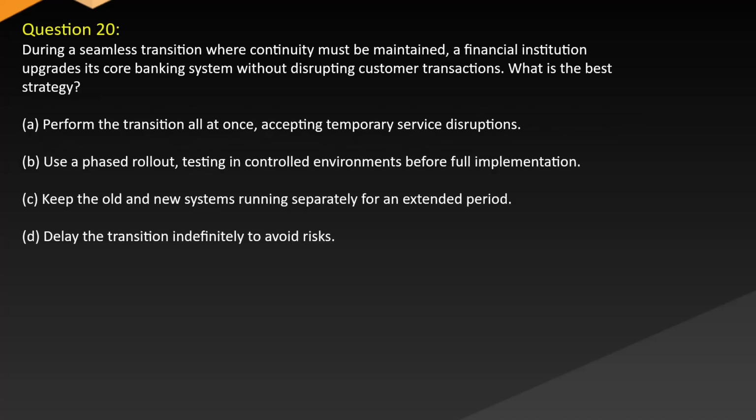Question 20. During a seamless transition where continuity must be maintained, a financial institution upgrades its core banking system without disrupting customer transactions. What is the best strategy? A. Perform the transition all at once, accepting temporary service disruptions. B. Use a phased rollout, testing in controlled environments before full implementation. C. Keep the old and new systems running separately for an extended period. D. Delay the transition indefinitely to avoid risks.